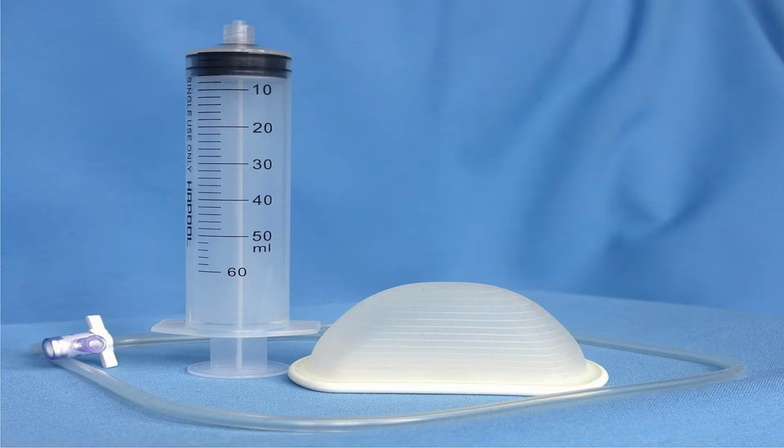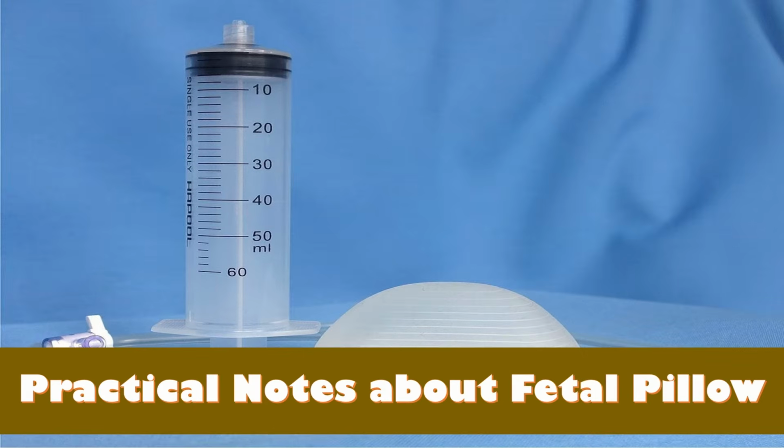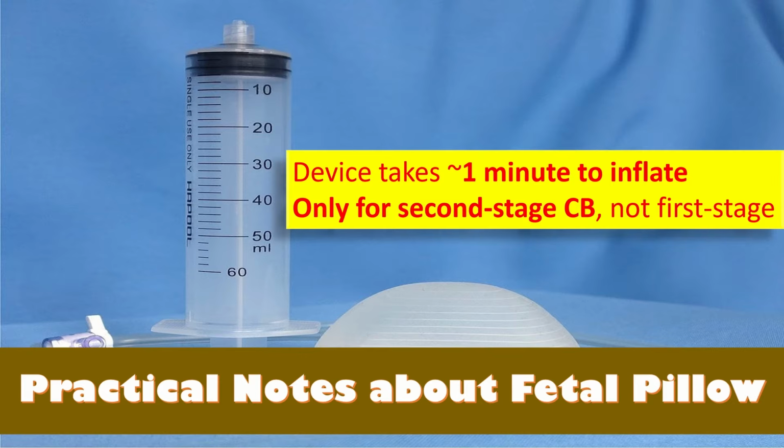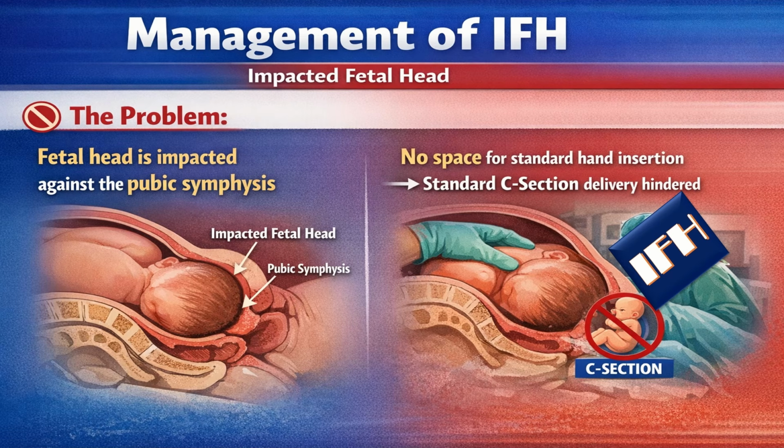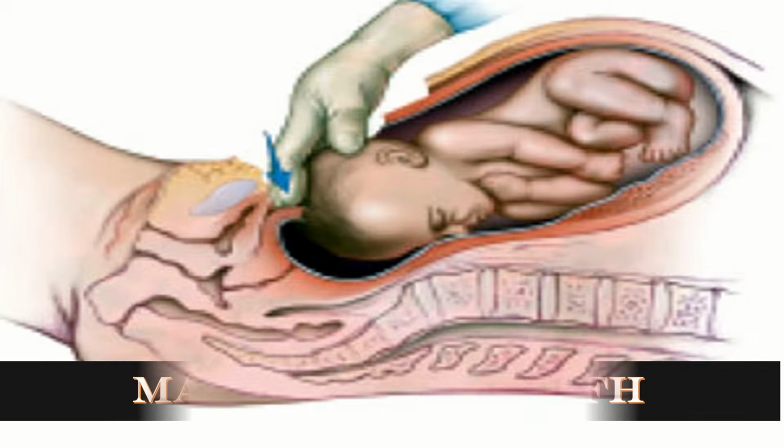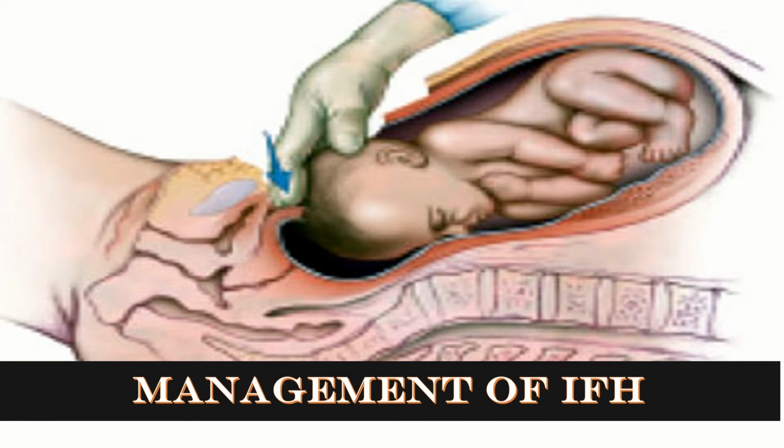Now, practical notes about the fetal pillow is that the device takes about 1 minute to inflate, and it is effective only for second stage cesarean birth, and it is not effective for first stage. Now, the problem with the management of impacted fetal head is that the fetal head is impacted against the pubic symphysis, and there is no space for the standard hand insertion. So the primary solution may be abdominal cephalic disimpaction, which is usually effective in most of the cases.